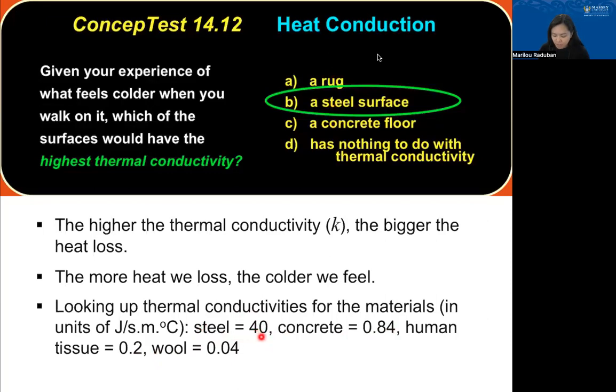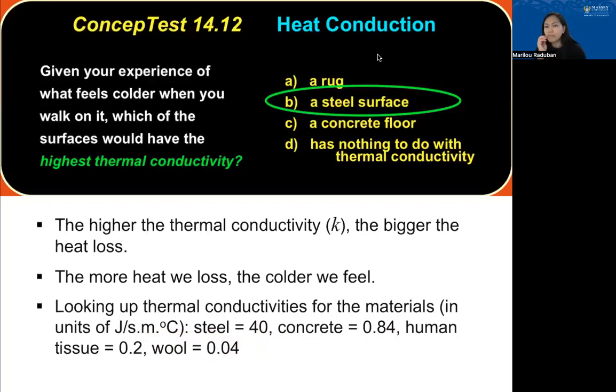Wool has a very low thermal conductivity, 0.04 joules per second times meter times degrees Celsius, and that's why wool is a very good insulator. It keeps us warm because it prevents us from losing heat to the atmosphere.